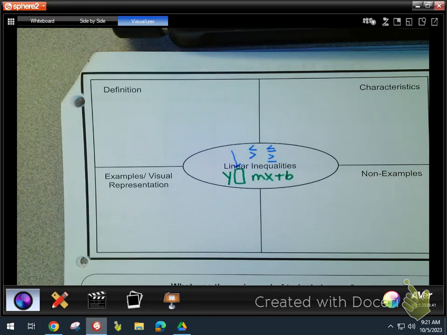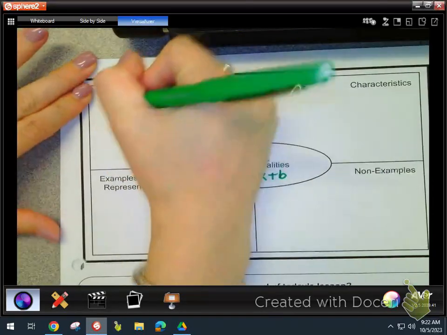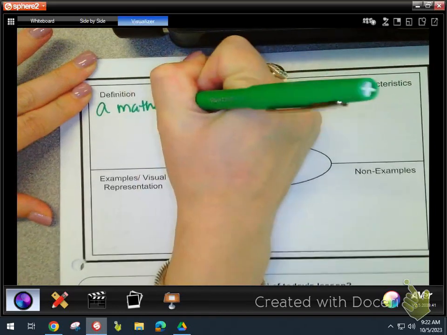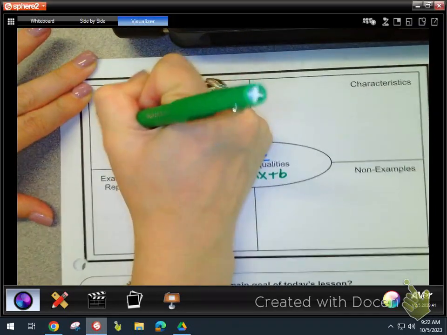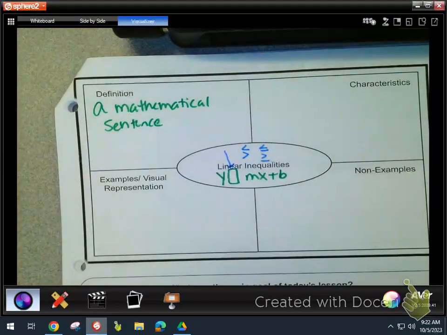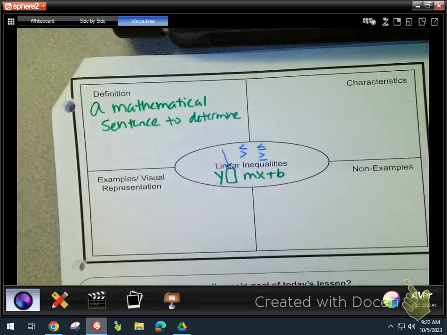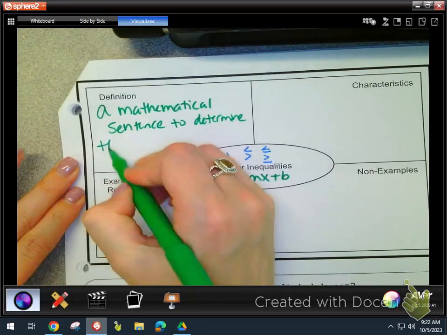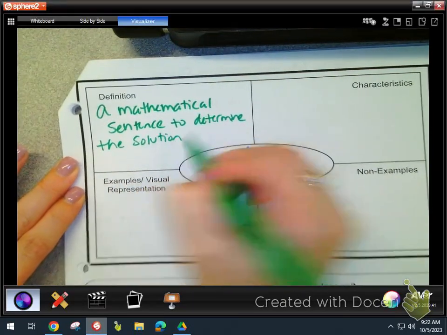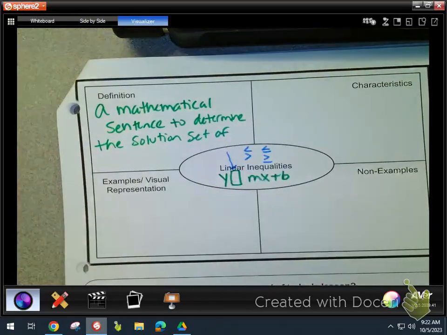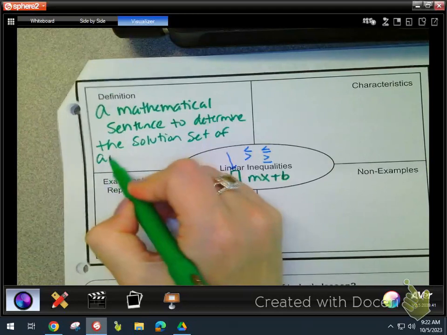I want you to write down the definition. Do y'all want help with the definition? Yeah. Okay, we'll do the definition. So our inequalities are, I'm going to copy what I have over here: a mathematical sentence using inequalities to determine the solution set. That's very proper. A mathematical sentence. Is there an E in there? Yeah, okay, that's what I thought. To determine the solution set of an inequality. I'm just going to do this box with you and y'all are going to do the rest.